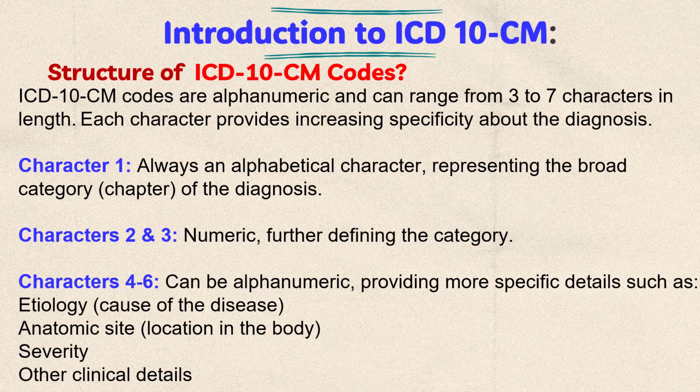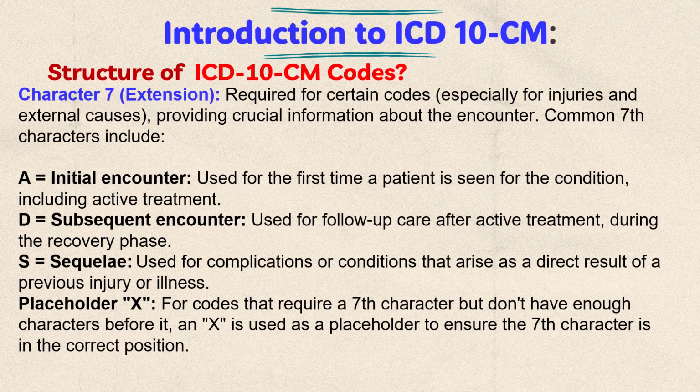Character 1 is always an alphabetical character representing the broad category, that is chapter, of the diagnosis. Characters 2 and 3 are numeric, further defining the category. Characters 4 to 6 can be alphanumeric, providing more specific details such as etiology, the cause of the disease, anatomic site, the location in the body, severity, and other clinical details. Character 7 is an extension. It is required for certain codes, especially for injuries and external causes.